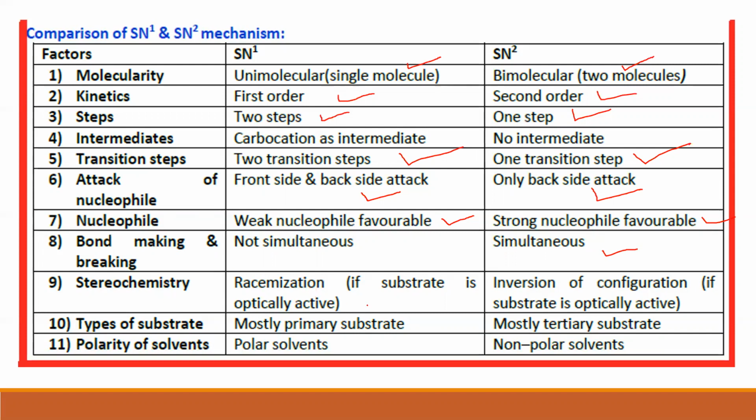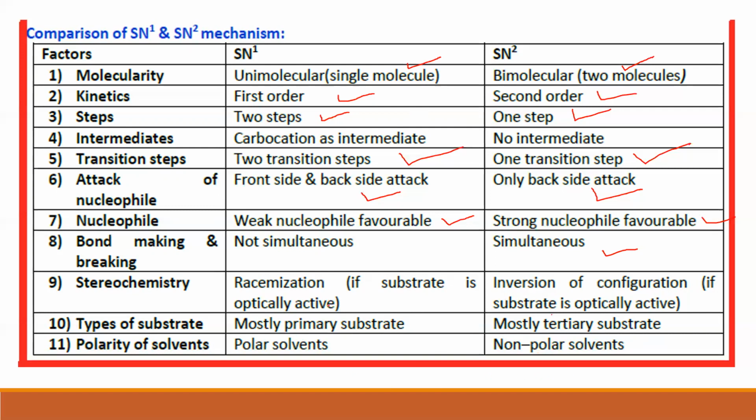Stereochemistry: racemization. If the substrate is optically active, we will look at what is racemization within a few minutes. Whereas in the case of SN2, there is inversion of configuration, which means the product is inverted with respect to the reactant, and we also spoke about this inversion as Walden inversion. Now, the type of the substrate. Substrate is nothing but the alkyl halide. In the case of SN1, it is a primary alkyl halide. In the case of SN2, it is a tertiary alkyl halide.